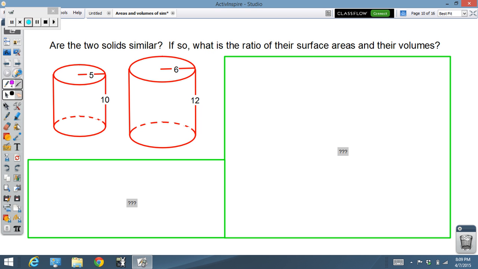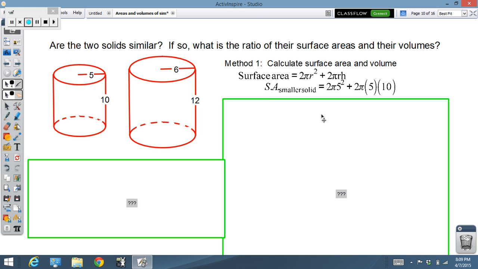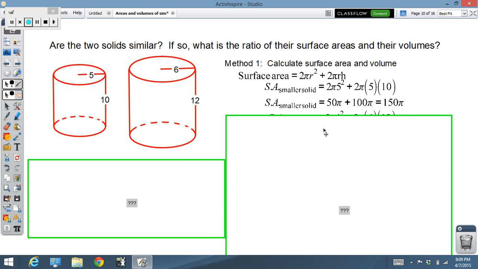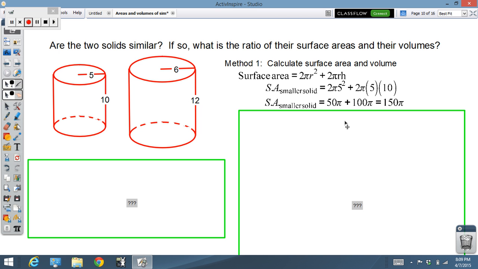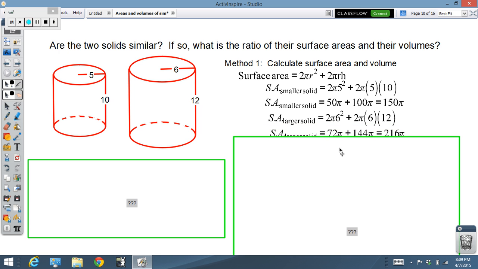All right, so now, if they are similar solids, what's the ratio of their surface areas and their volumes? Well, I kind of went the long way about it. I can show you the old-fashioned method. We can calculate the surface area and the volume, right? For the smaller solid, I'm going to use our formula for the surface area of a cylinder: 2 pi r squared plus 2 pi rh. Plug in 5 for the radius, 10 for the height, solve that out, and I get 150 pi. For the larger one, I'm going to use 6 for the radius, 12 for the height, do the same thing, and I'm going to get 216 pi.